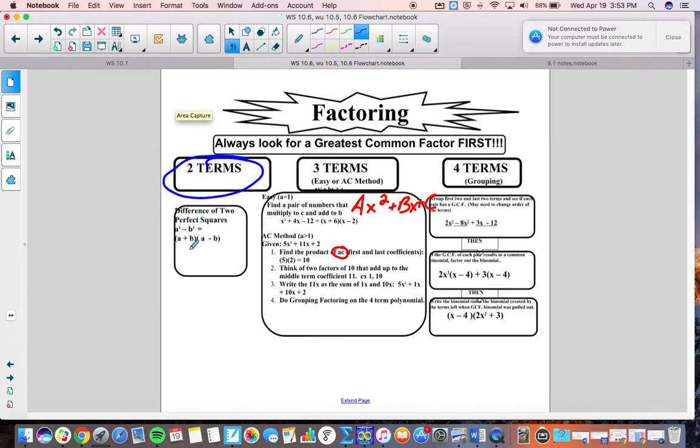The square root of the first term goes at the front of each binomial, and the square root of the second term goes at the back of each binomial. We have one with addition and one with subtraction. So let's try that here.